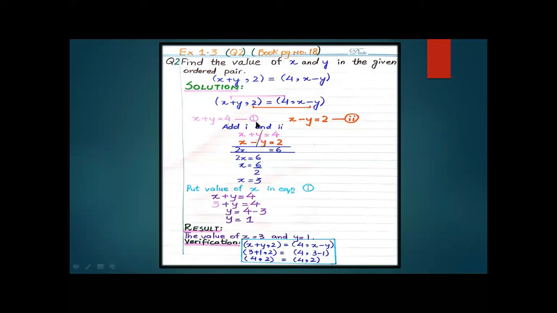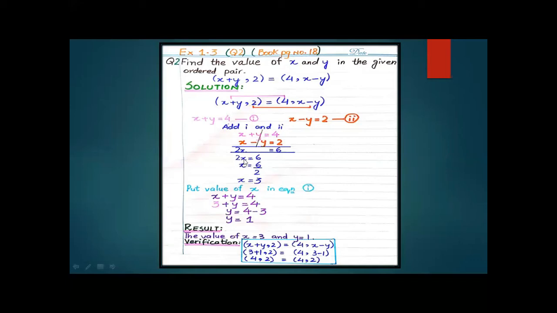Now what you will do is add both equation 1 and 2. If you add both equations, see, this is plus y, this is minus y, so they cancel each other because they have different signs. And this is x and x. When you add x and x, you will get 2x. And 4 plus 2 is 6. Now we are left with only 2x is equal to 6.